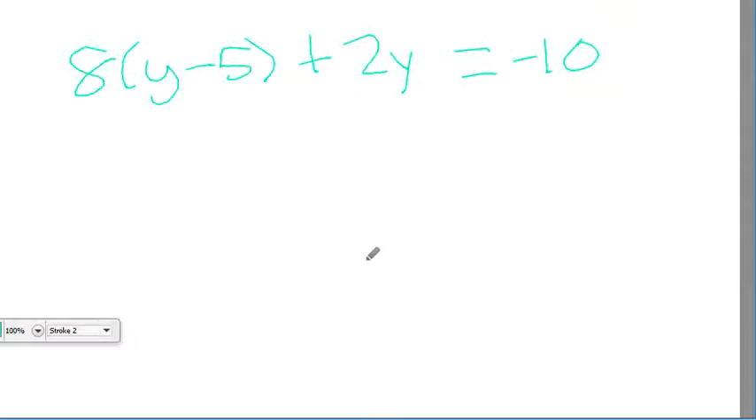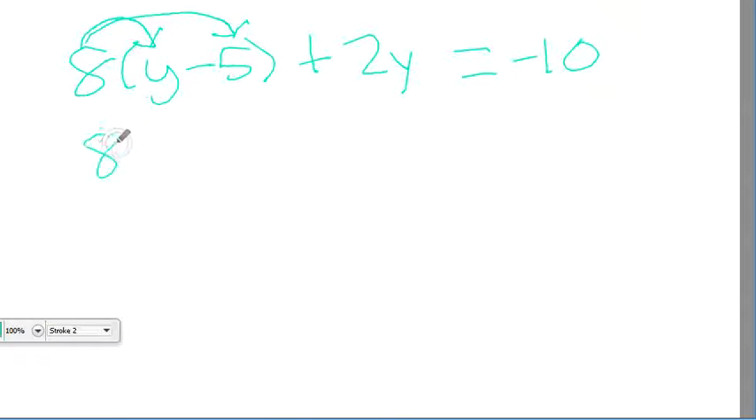Okay, so for this particular equation, we have 8 times y minus 5 plus 2y equals -10. Before we can solve this equation, we need to simplify. We need to simplify first. We have this 8 that's right next to a parenthesis. And in math, we know that whenever a number is next to a parenthesis, that's implied multiplication. So we need to distribute the 8 to both of the terms inside the parenthesis.